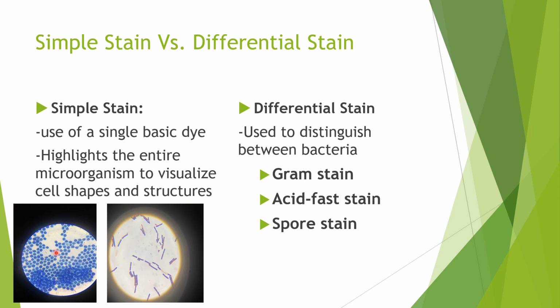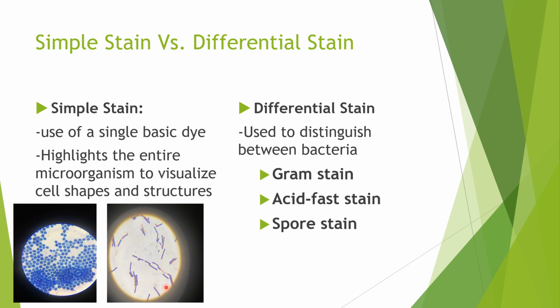and you have a bunch of cocci. This image right here is just showing you a different shape of bacteria that was also stained. You can see that those bacteria look like rods. Rods, by the way, we refer to them as bacillus. So those are bacillus in shape, meaning rods.